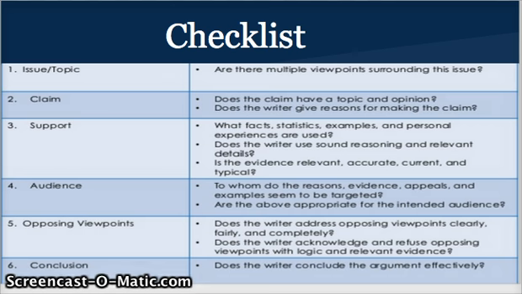So as you go through your essay and you've written your outline, check this list. There are 6 things. Check that you have a good topic and you have your claim in place. You have all your support. You've addressed your audience. You're looking at the opposing views, and write a very strong conclusion wrapping up your ending. There you have it. That's how you write a persuasive essay. Thank you.